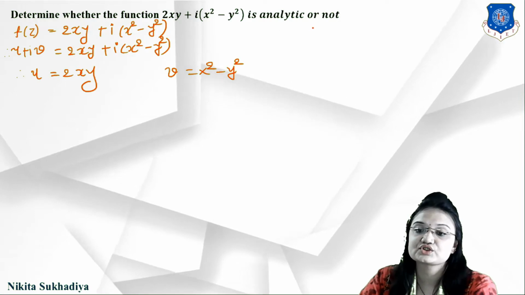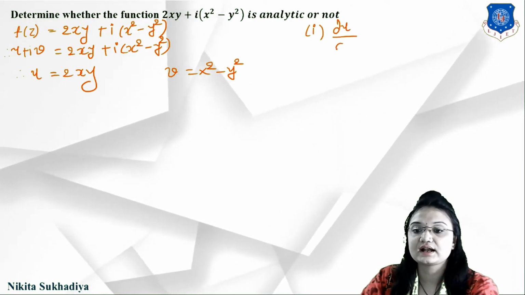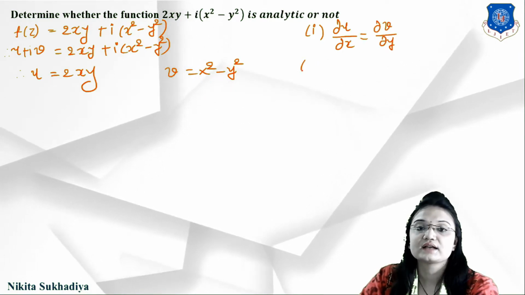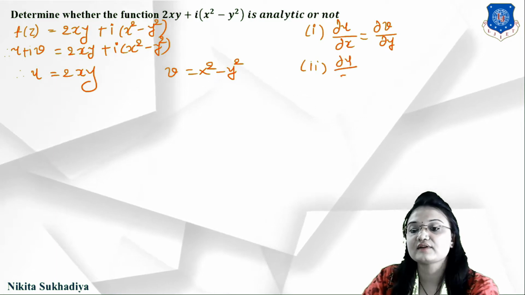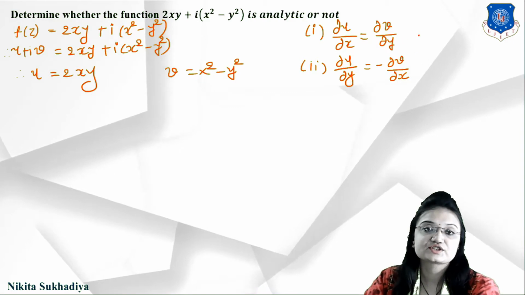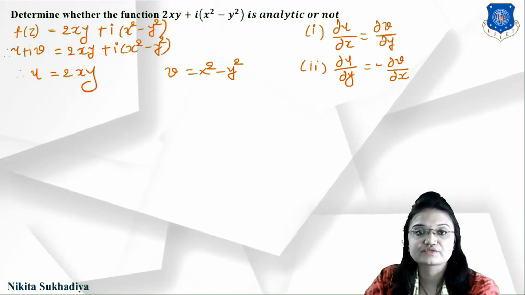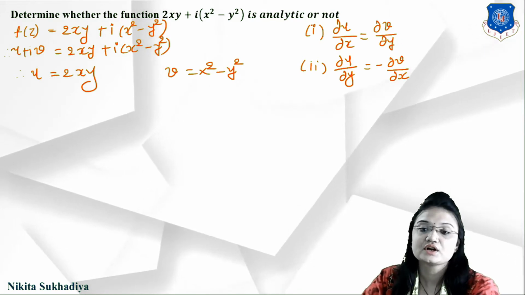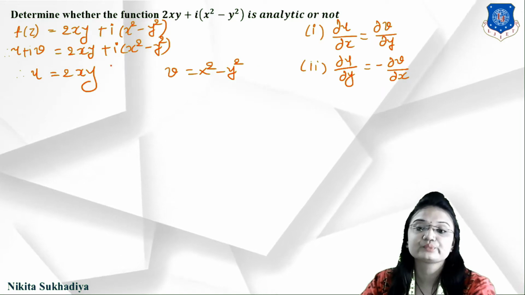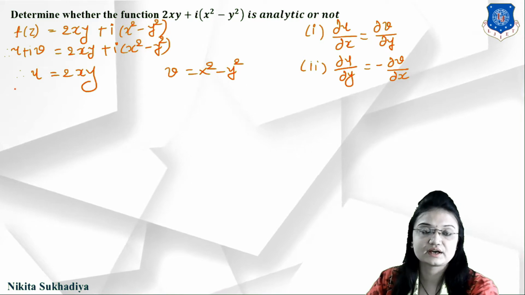So the CR equations are condition 1: del u by del x is equal to del v by del y, and second, del u by del y is equal to minus del v by del x. If both are satisfied, then we can say that our function f of z is an analytic function. To find del u by del x and del u by del y, we use u, and to find del v by del x and del v by del y, we use v.